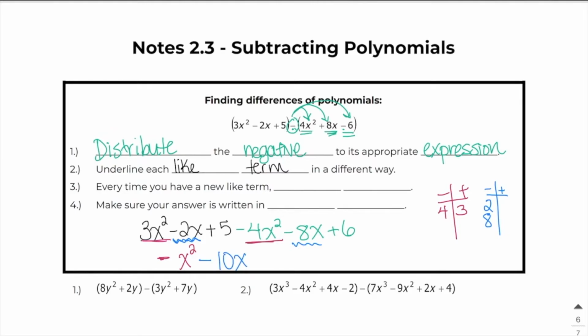All right, fantastic. Last thing that we're going to do here is we have a 5 here and a 6 here. Those are like terms because they're constants. So 5 plus 6 is 11. This right here would be my answer. By the way, I forgot to do step 3. Every time you have a new set of like terms, collect them or combine them. And then lastly, make sure your answer is written in descending order.